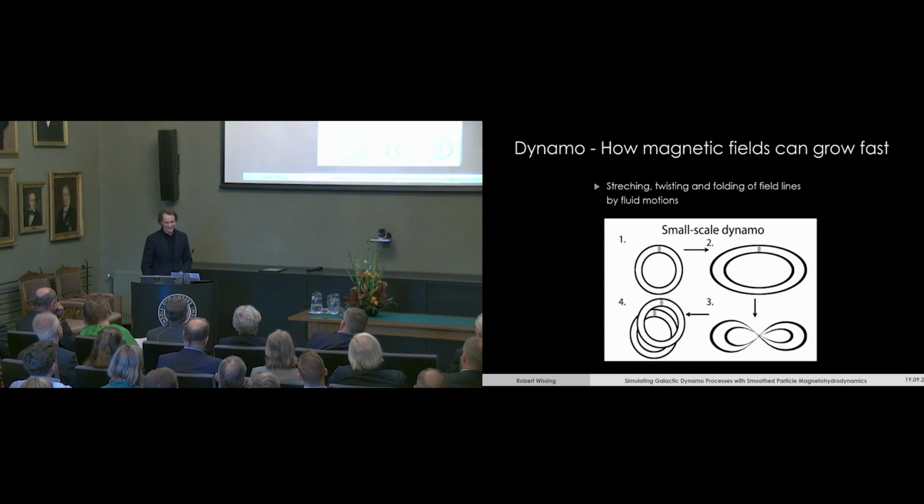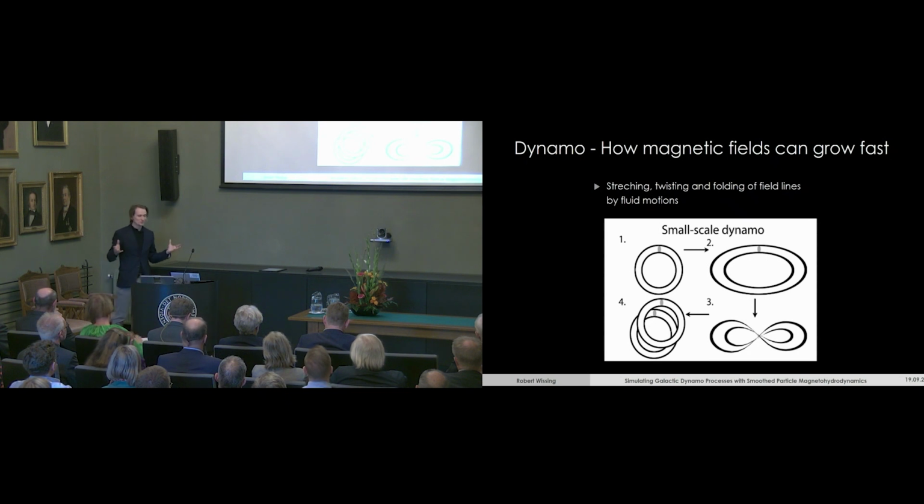So what kind of process can explain this? Well, dynamo. Dynamo theory is a way the magnetic field can grow exponentially fast. Dynamo, in a sense, means that you're transferring kinetic energy to magnetic energy. An example of a fast dynamo, which I like to show with this toy diagram, is that you take a magnetic loop, you stretch it, you twist it, and you fold it. And then you get basically 2 times the magnetic field. And this is done by the underlying fluid motions.